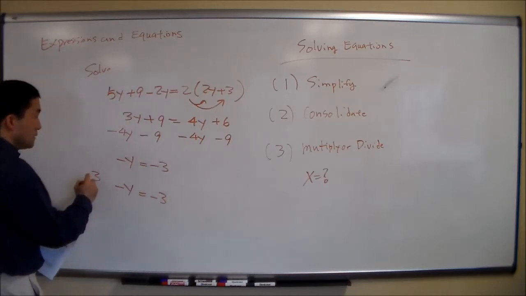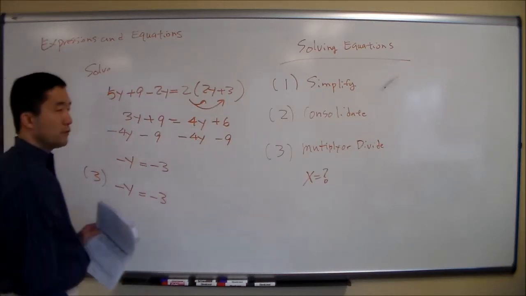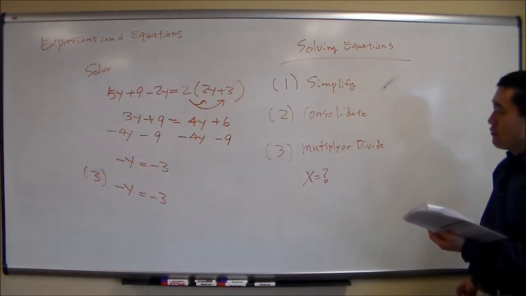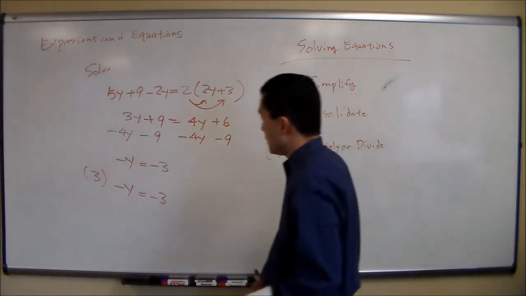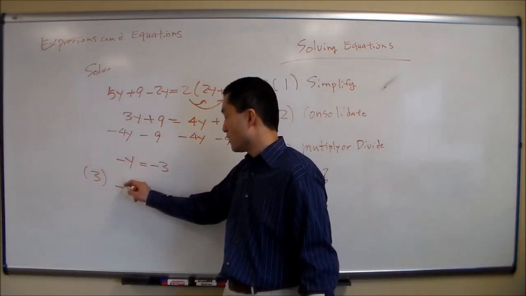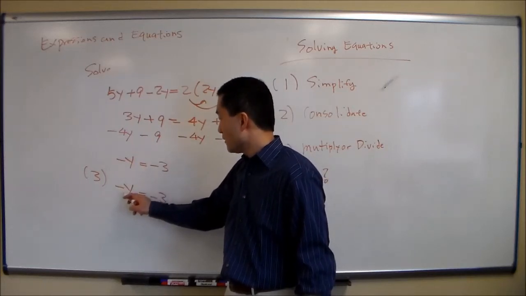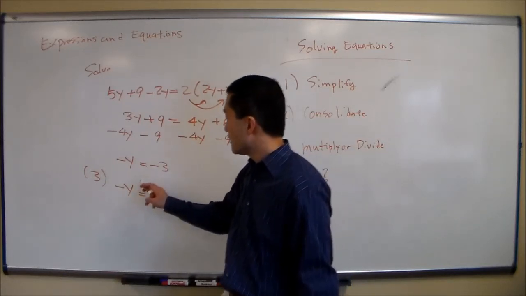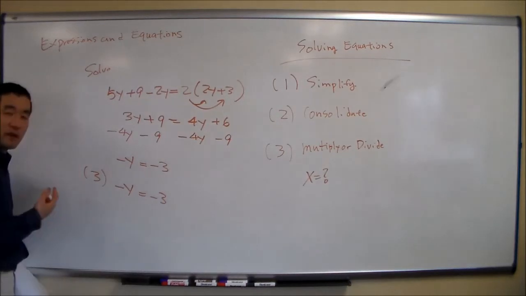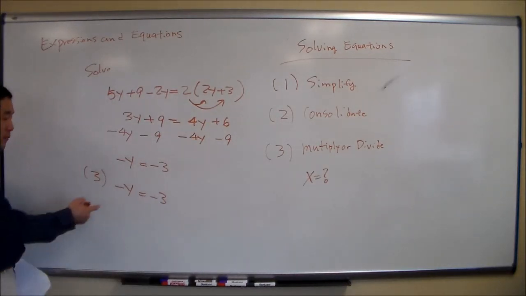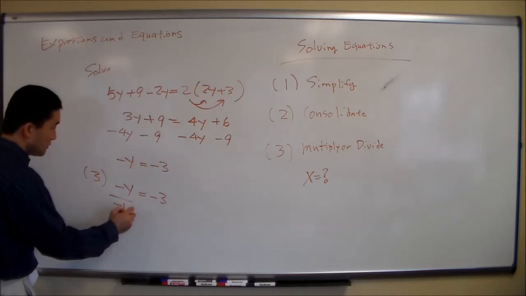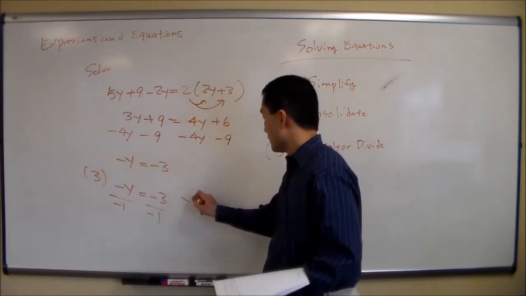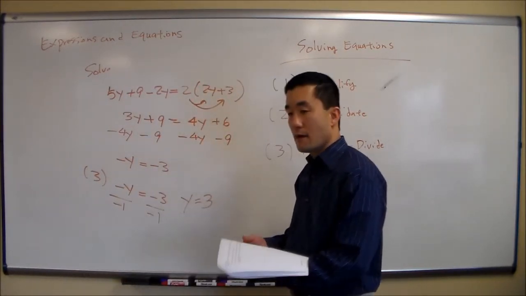So, we're at step 3. Negative y is equal to negative 3. So, what does this negative y mean? Well, if you remember, there's a negative 1 in front, and then there's nothing between the 1 and the y. So that means that's a multiplication. How do you undo the multiplication? Well, divide. Divided by what? Well, the number in front here is actually negative 1. So I'm going to divide it by negative 1. So the final answer is y is equal to 3.